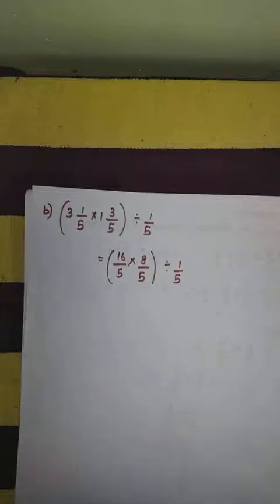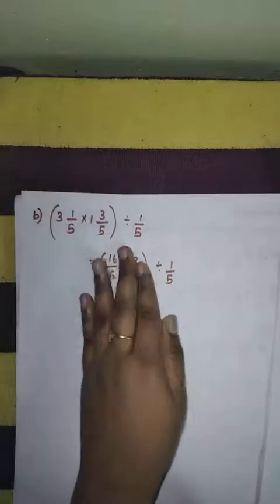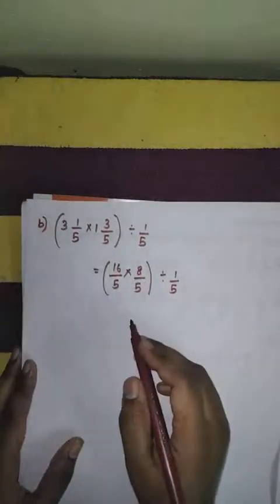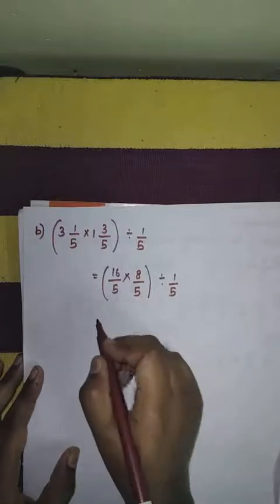First we need to solve the brackets. See whether brackets are there. Yes, here we are having brackets. So first we need to solve this. Okay, then go for the next sign. So first we are going to solve the brackets. Check whether any common factors are there. Is there any common factor? No. So just multiply 16 into 8.